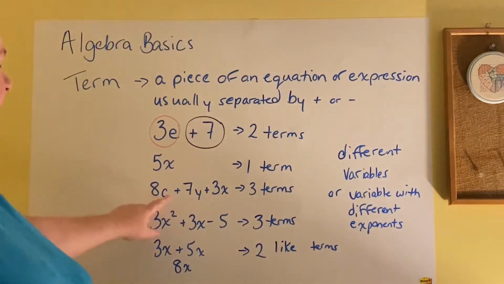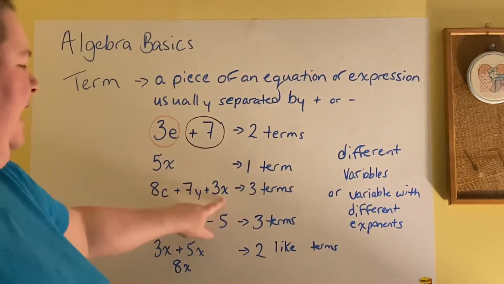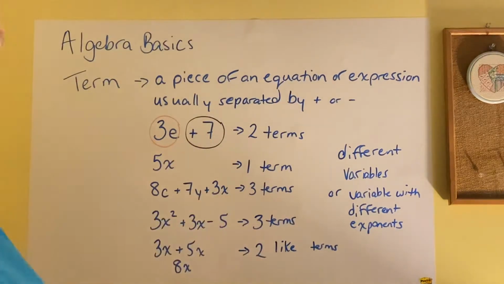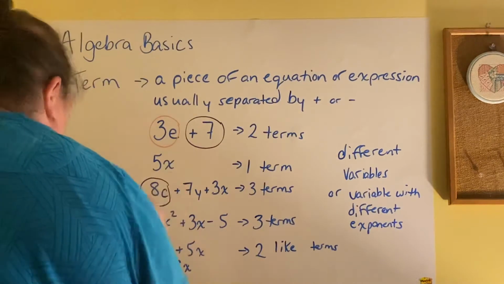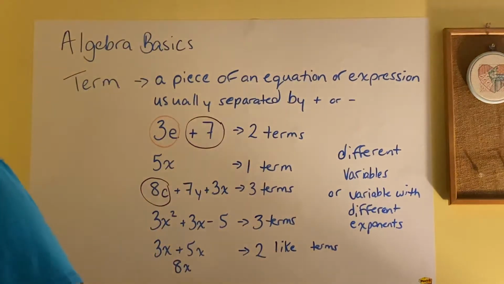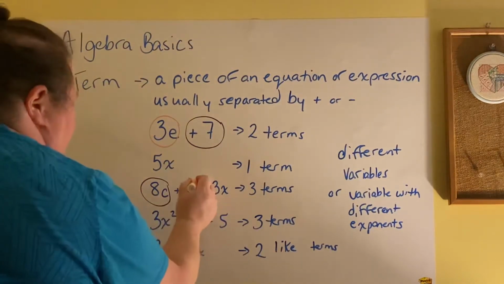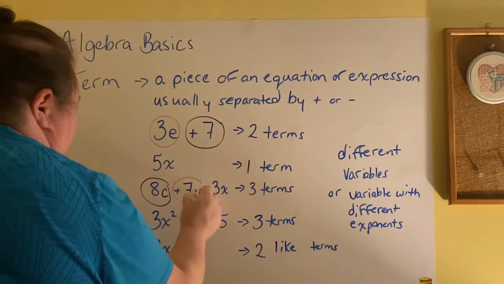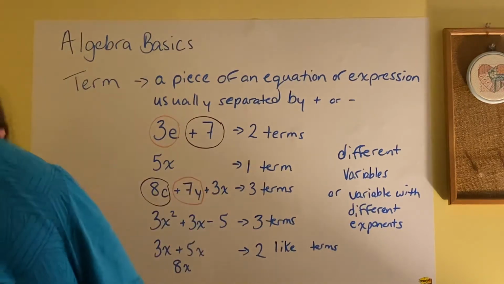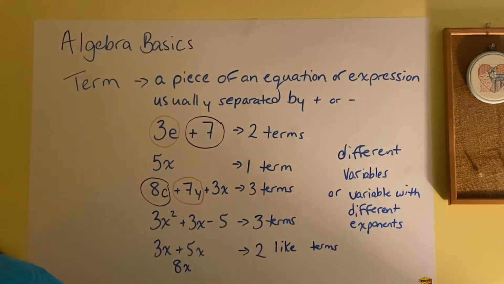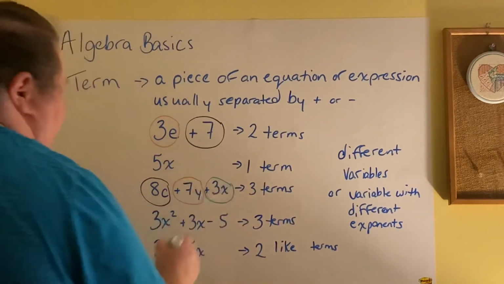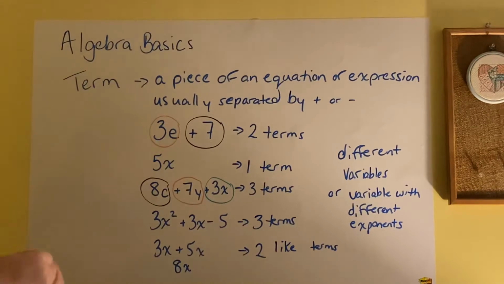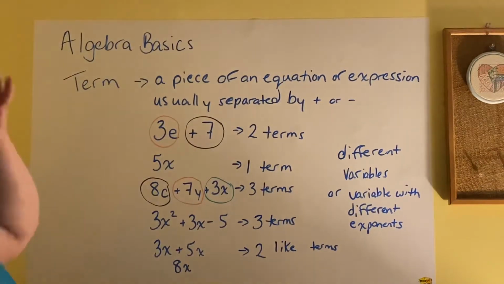So 8C plus 7Y plus 3X is actually three different terms. The 8C is assumed to have a plus sign in front of it because there's nothing there. If nothing's there, it's assumed to be positive. That's a positive 7y, and this is a positive 3x. So in total, you have three terms.